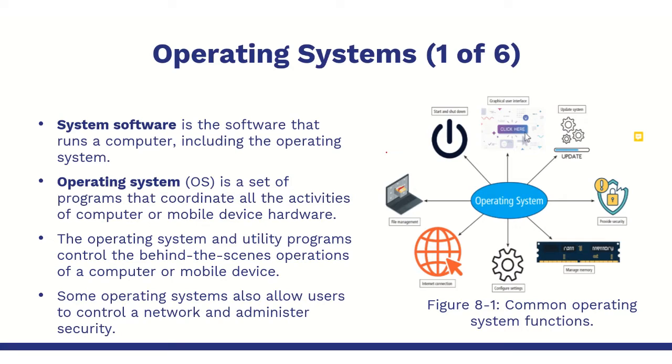So system software is software that runs a computer, including the operating system. An operating system is a set of programs that coordinate all the activities of computers or mobile devices. In general, of all devices, you need an operating system to operate a device, and the operating system acts like a brain of the device.